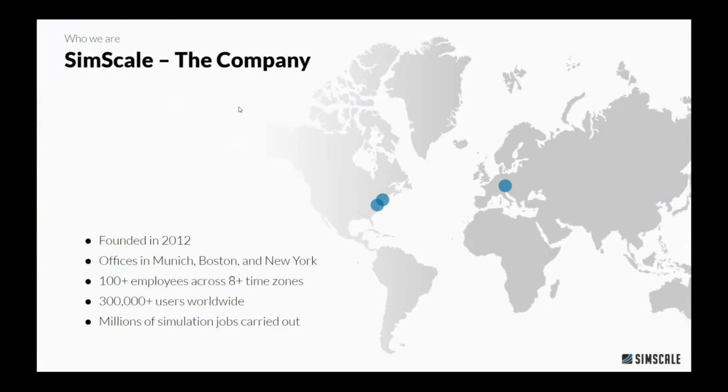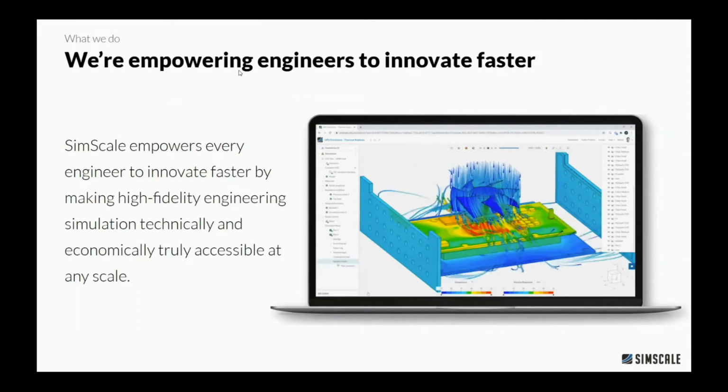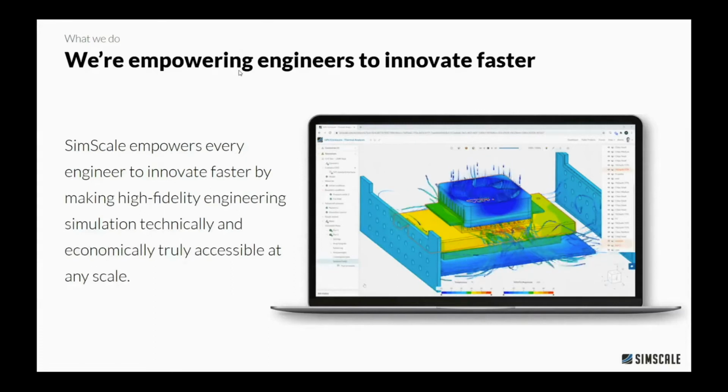Quickly about the company, we're about 100 people, headquartered in Munich, Germany, and over the last almost 10 years, we onboarded hundreds of thousands of users, and they ran millions of simulations on SimScale already. Throughout all of this time, we have always been on the same mission, and Linda said it already in the beginning, that we're on a mission to empower engineers to innovate faster. The important aspect is we do that by making simulation technically and economically more accessible.